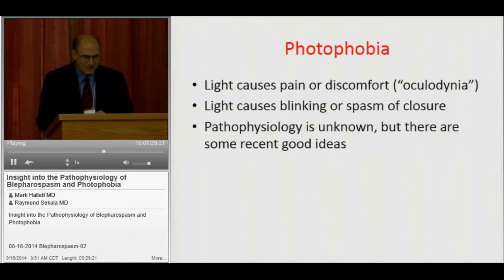Now I'm going to say some words about the pathophysiology of photophobia, which is another feature of patients that have blepharospasm. So light causes pain and discomfort, and that is probably more accurately called oculodynia. Photophobia just means fear of the light. Oculodynia refers to pain in the eye relating to the light. In addition to the pain and discomfort, light also causes blinking and spasm of eyelid closure.